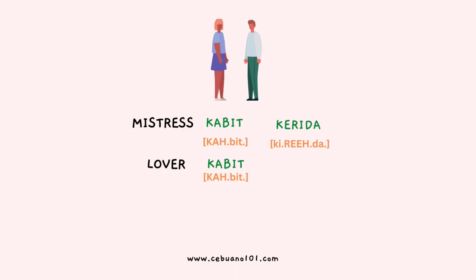And then for men, we call it lover. You can use kabit. Okay? One more time. Mistress is kabit or querida. This is for the women or woman. Lover referring to man, you can just use kabit. We don't use querida for men. So normally just kabit for men. And for women, mistress, we use kabit or querida.